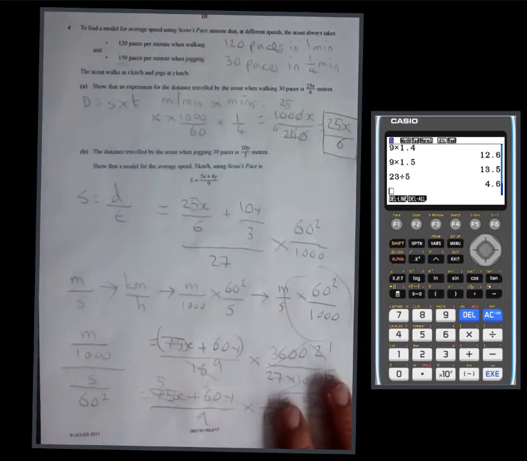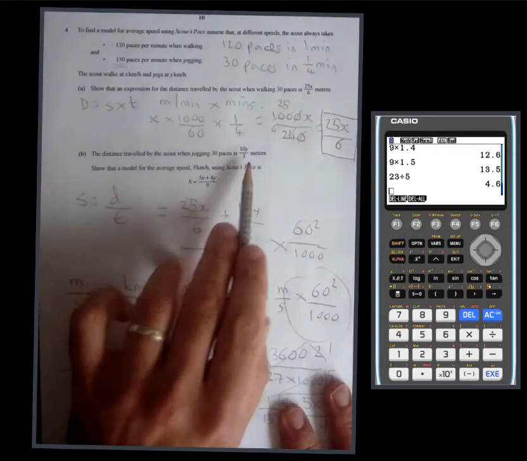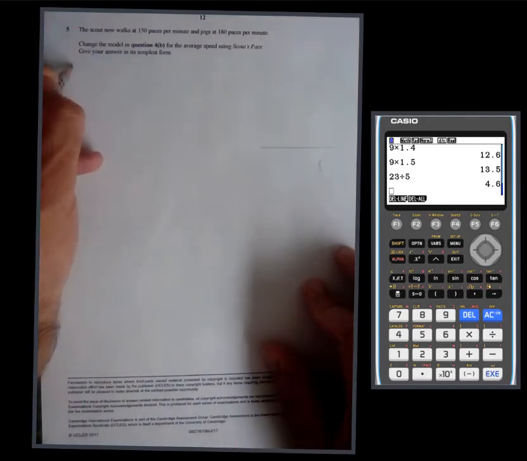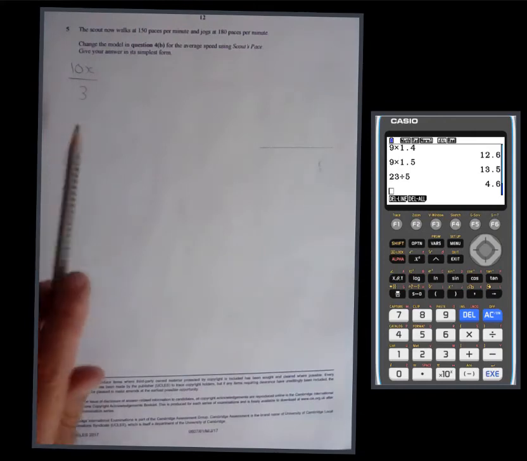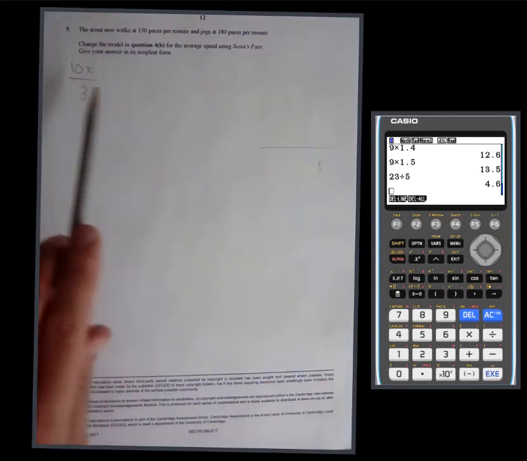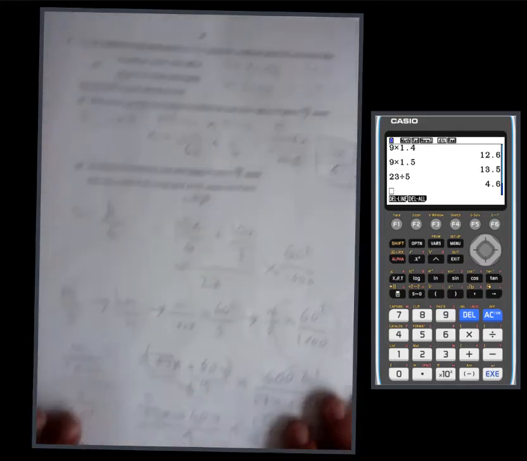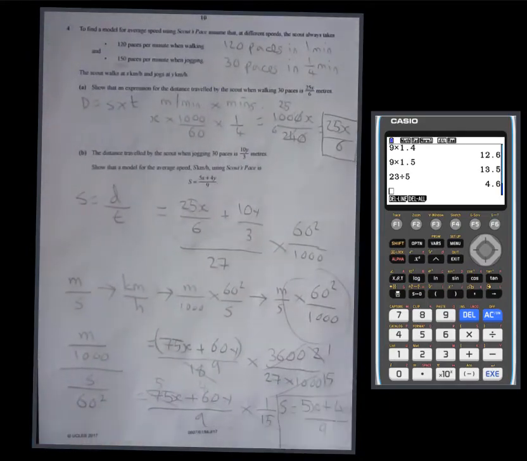So when he was jogging 30 paces, that gave us a distance of 10y over 3. So that's going to turn into 10x over 3 if he walks at the same pace that he was jogging at before. So we're going to have a 10x over 3. That's going to be the distance that he walks in 30 paces at the speed of 150 paces per minute. And then the time also, we should be able to use the time that we had before.